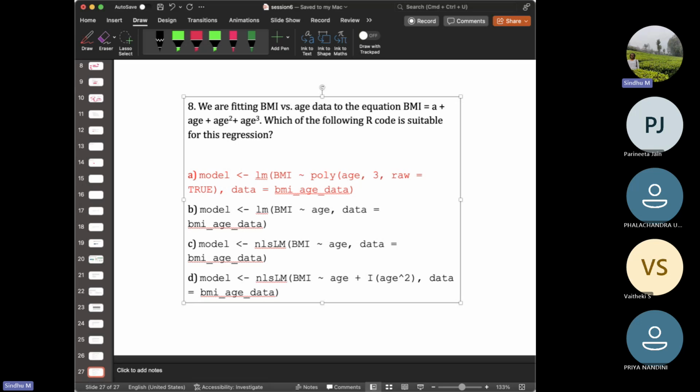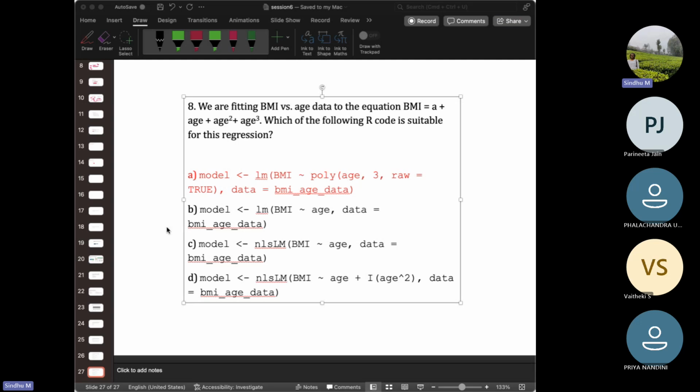I'll give you a couple of minutes to open RStudio and to open the codes for week 2. So week 2 code A. I'm also opening it. So this code is for performing polynomial regression.